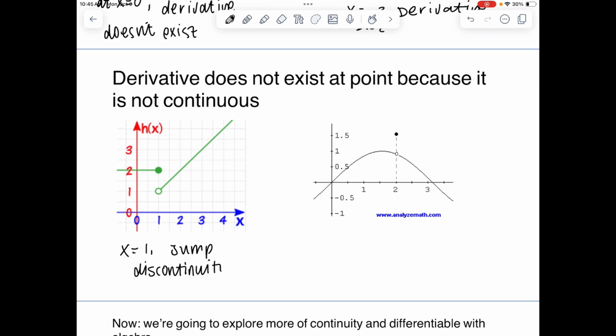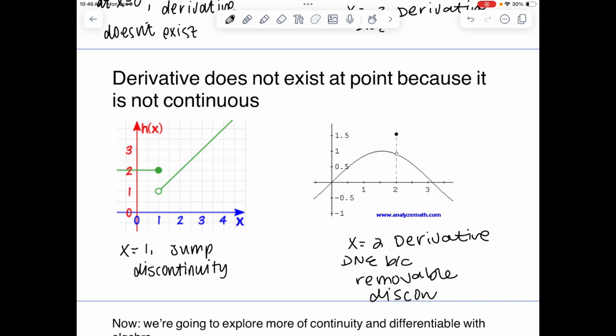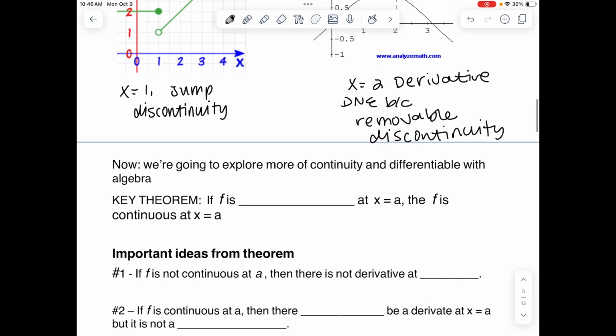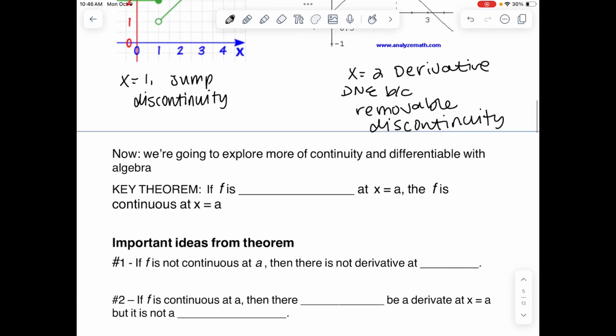Continuity doesn't exist over here at x equals 2, because the derivative does not exist, because there is a removable discontinuity. So that is a bunch of graphical representations of how you can tell when a derivative exists or doesn't exist. But we're going to explore some continuity and differentiability with algebra.